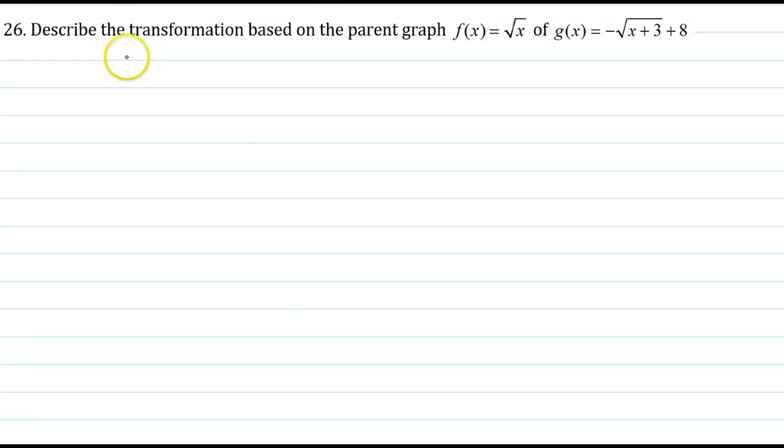Alright, so we're going to describe the transformation based on the parent graph. And so here, we're really looking at these three things in the graph, the 3, the 8, and the negative. So the negative, that makes a reflection over or across the x-axis.